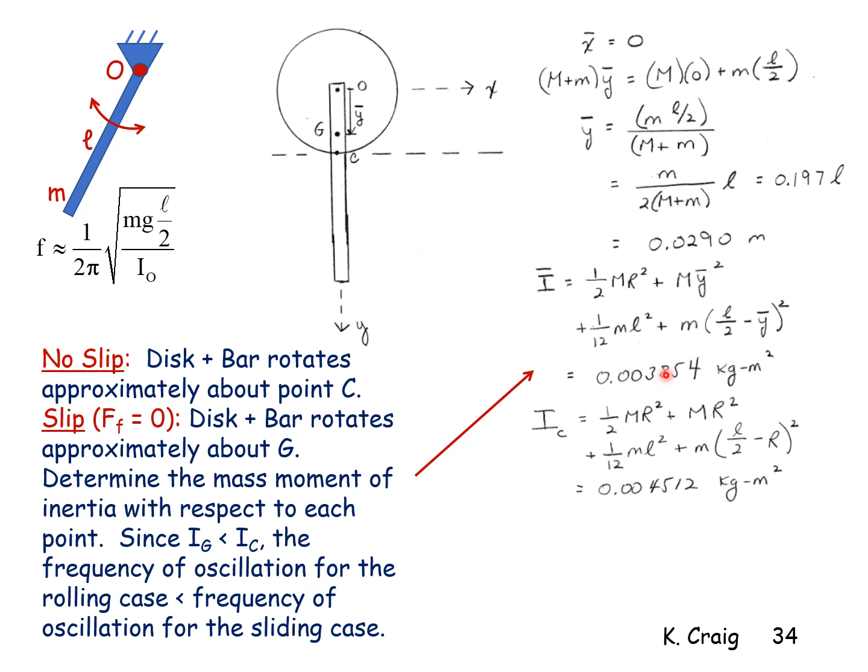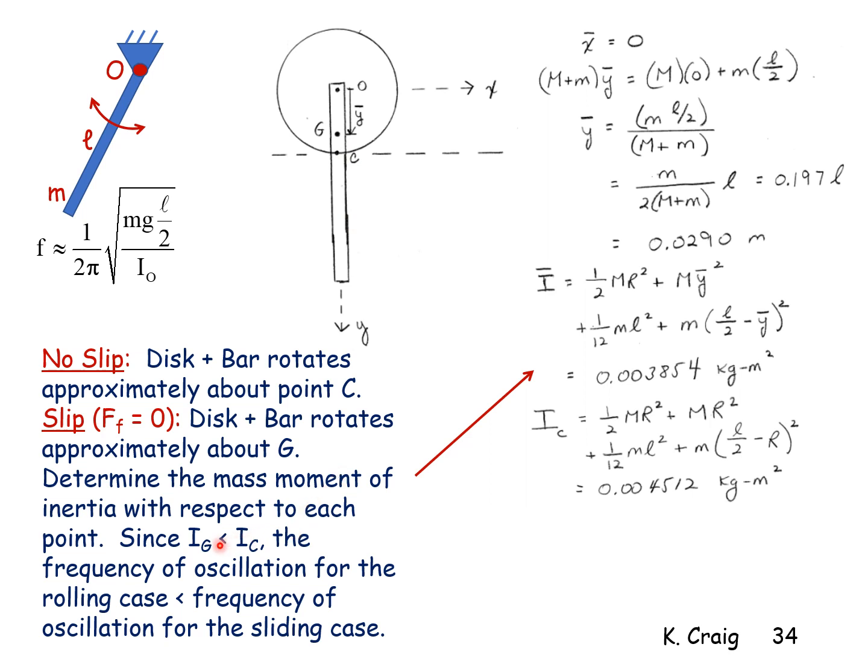I can also, using the parallel axis theorem, transfer the mass moment of inertia of the disk about its geometric center to point C, and the mass moment of inertia of the bar about its mass center to point C. If I do that, I get this expression. So what do I note? I note that the mass moment of inertia of my composite system with respect to C is greater than the mass moment of inertia of the composite system with respect to its mass center.